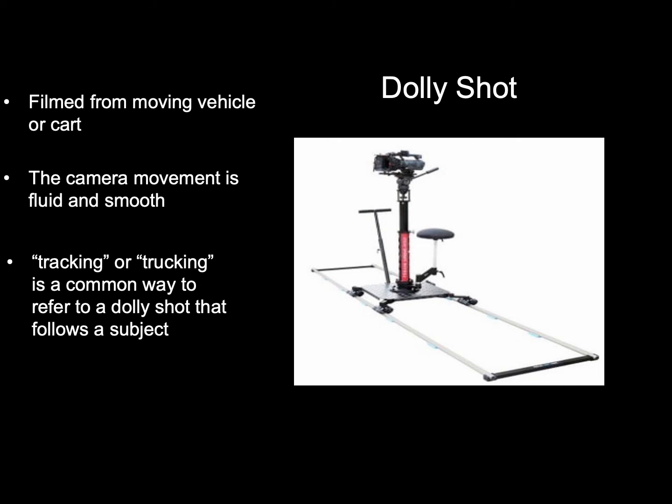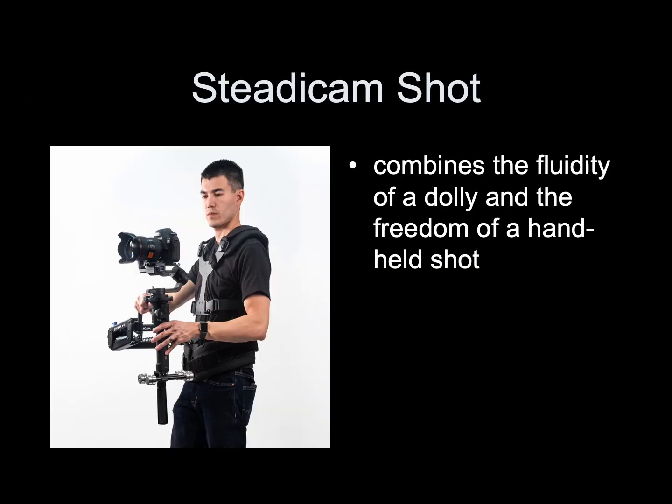Dolly shot. Filmed from a moving vehicle or cart, the camera movement is fluid and smooth. Tracking or trucking is a common way to refer to a dolly shot that follows a subject. Steadicam shot. You see the man there has a harness on and the camera is attached to his body with a monopod. It combines the fluidity of a dolly and the freedom of a handheld shot.